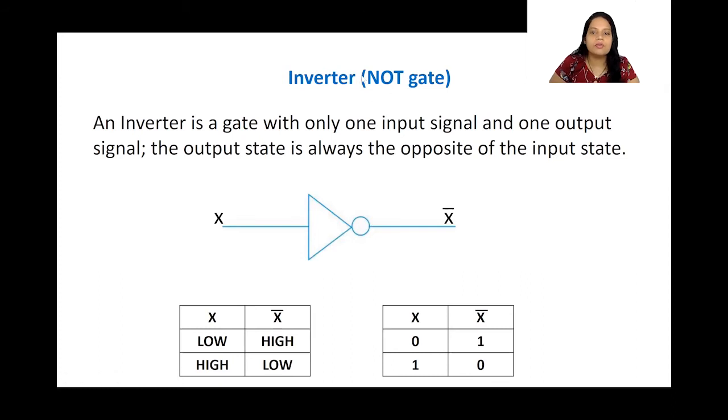The very first one is the inverter gate or NOT gate. So what does this NOT gate mean? An inverter gate is a gate with only one input signal and one output signal. The output state is always the opposite of the input state. So remember, the inverter gate or NOT gate is the only one which takes only one input. The rest all take two or more inputs.